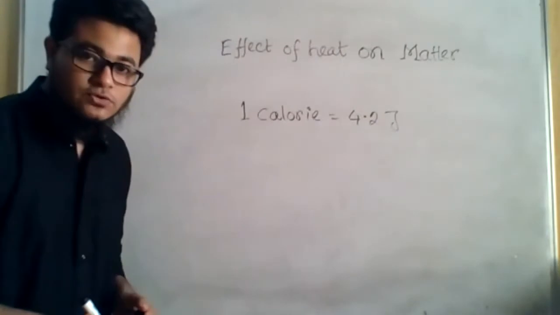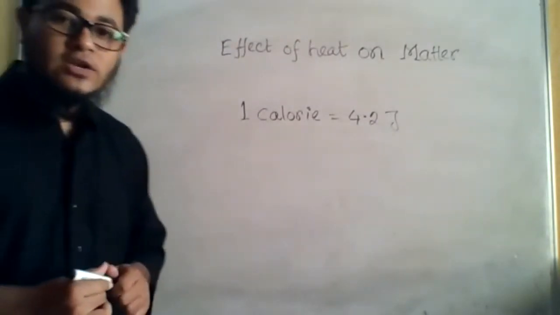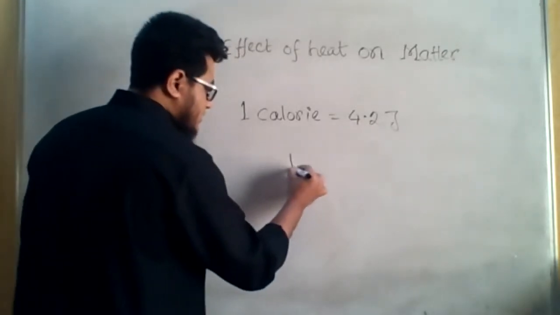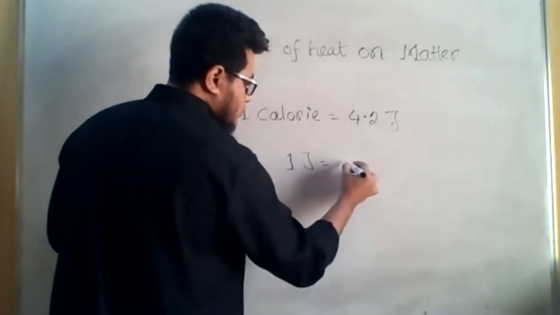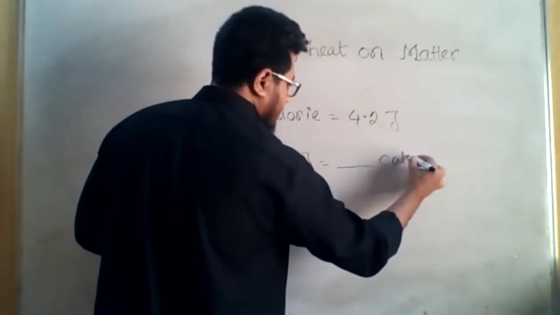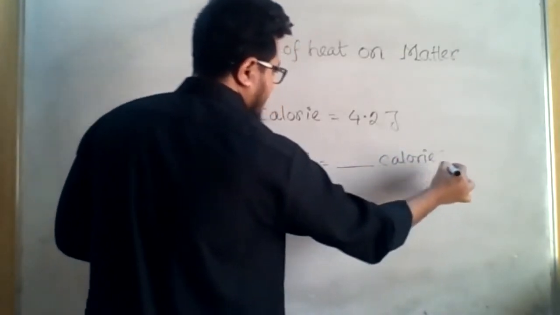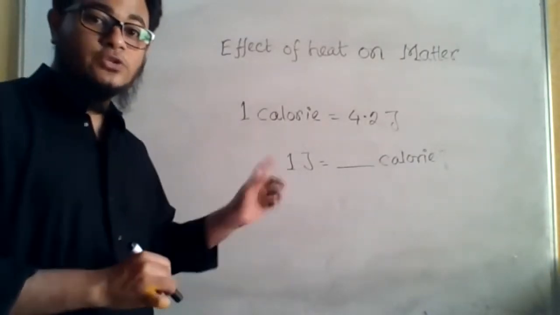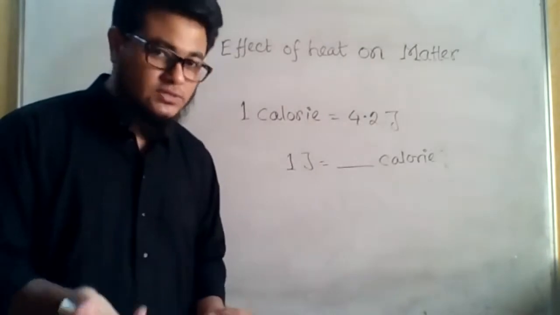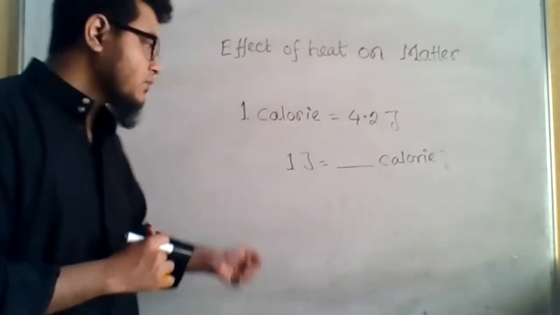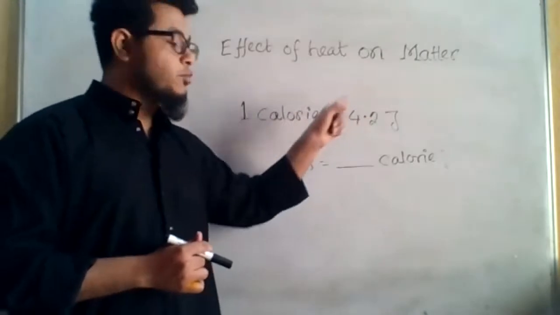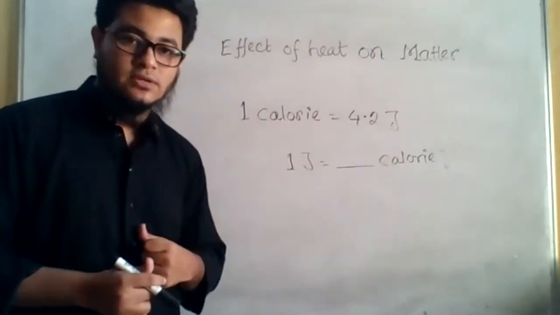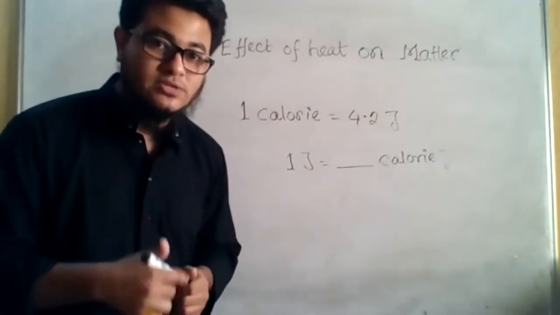Very important for MCQ. Sometimes what I do, I reverse the question. What I ask in the question is, 1 joule is equal to how much calorie? And most of the students make this mistake. They just see joule and calorie, so they say it is 4.2. No. If you are going from calorie to joule, then it is 4.2. But if you are going in the reverse direction, 1 joule is equal to how much calorie? Then the answer will not be 4.2. It will be something different.